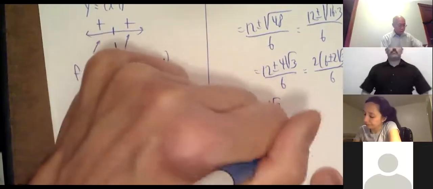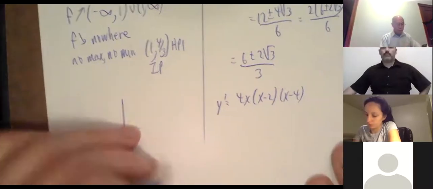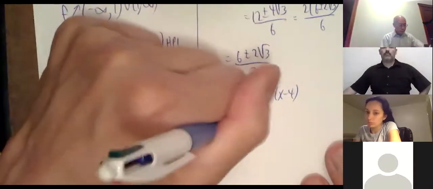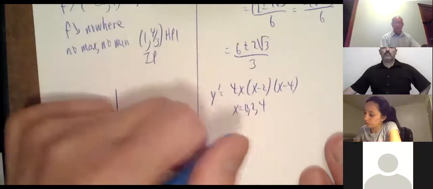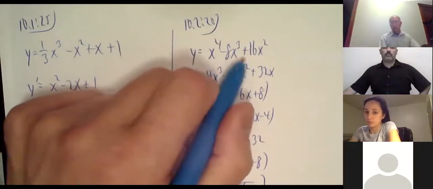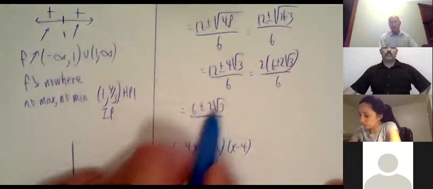So y prime is 4x times x minus 2 times x minus 4. Okay, so x equals 0, 2, and 4. Okay, you'd have to plug in to find the y values. When you plug in 0, you get 0, so that's very nice. That's convenient. Okay, this is so bad.